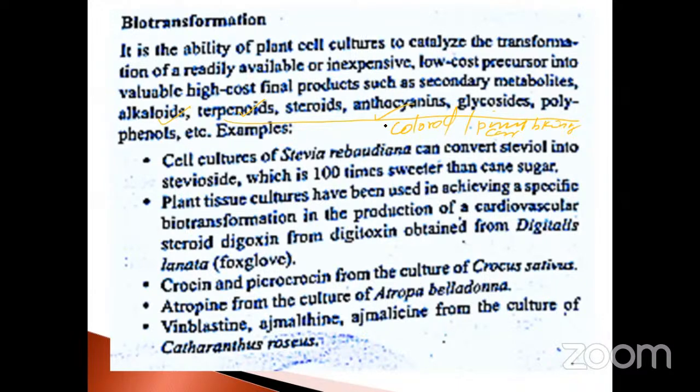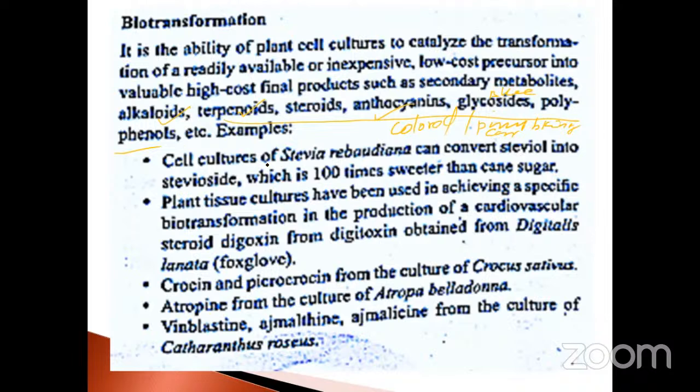Anthocyanin, blue-green. Glycosides: some poisonous substances are also present due to the glycosides, looking like blue-green algae. Polyphenols, for example. Okay, these are the things.